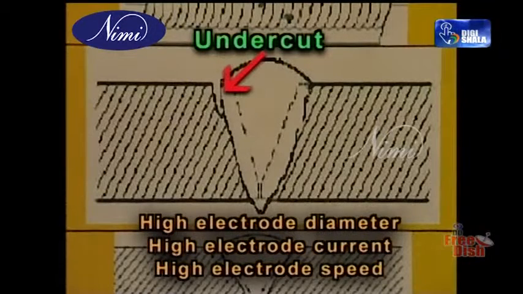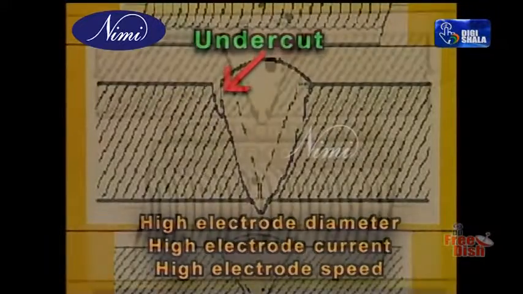Undercutting is due to high electrode diameter, high electrode current, and also high electrode speed, which will lead to a groove in the material like this. This is called undercut, which has to be avoided.